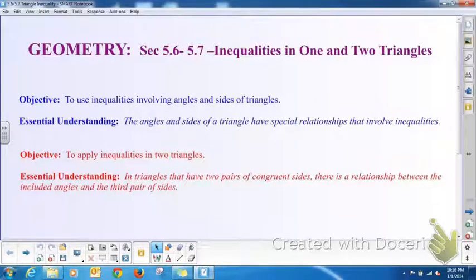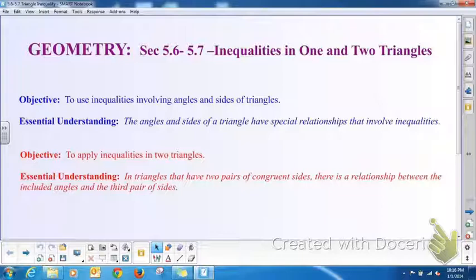We are now at the last two sections of chapter 5, and this is relationships within triangles. These last two sections are about inequalities in triangles. Section 5.6 is inequalities in one triangle, and section 5.7 is inequalities in two triangles. We're going to explore them both in this lesson.